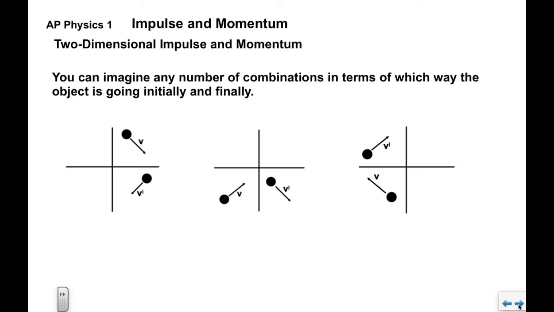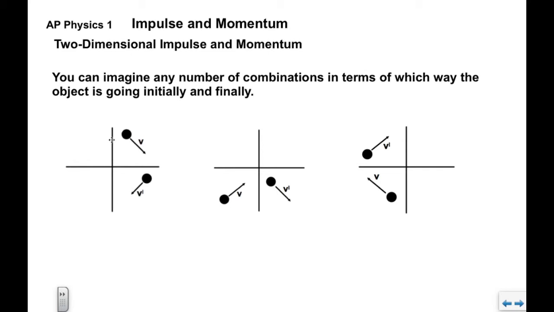Now you can imagine any number of combinations in terms of which way the object is going initially and which way it's going finally. In each of these cases, the mathematical analysis is the same. You can also expect that I'll ask you qualitatively about which way the impulse must point in terms of options.